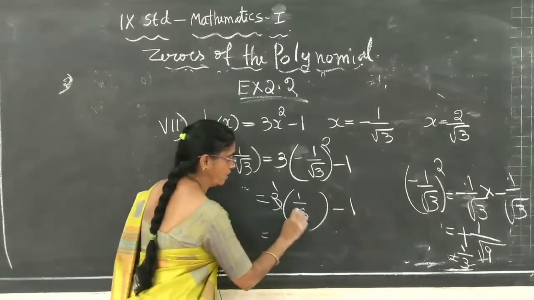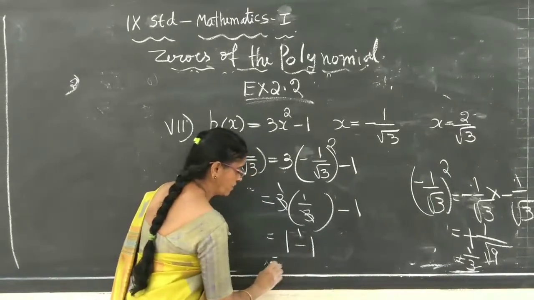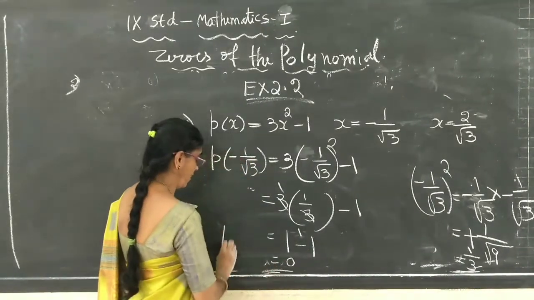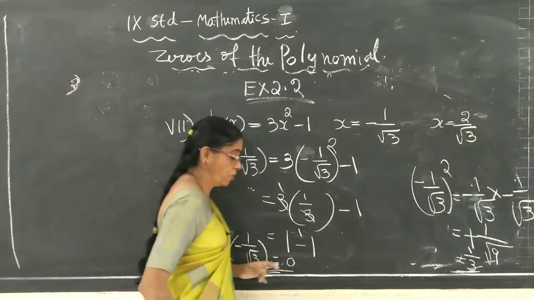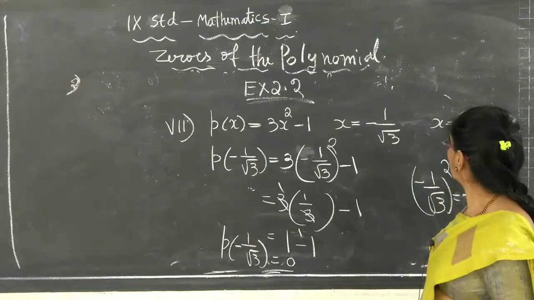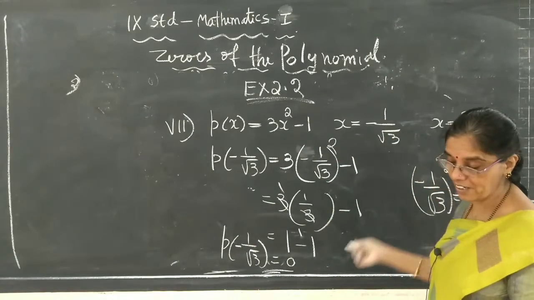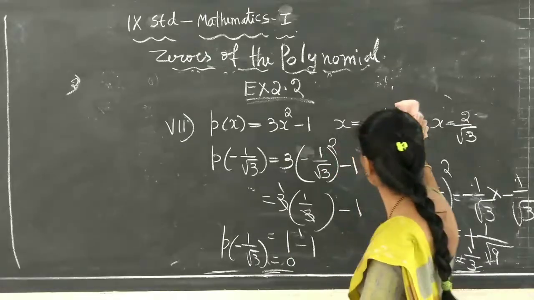So 3 ones are 3, and it is 1 minus 1. 1 minus 1 is 0. So the value of the polynomial at minus 1 by root 3, I got 0. So it is a 0 of the polynomial. In the same manner you try this. Okay, children, now the last, fourth one.